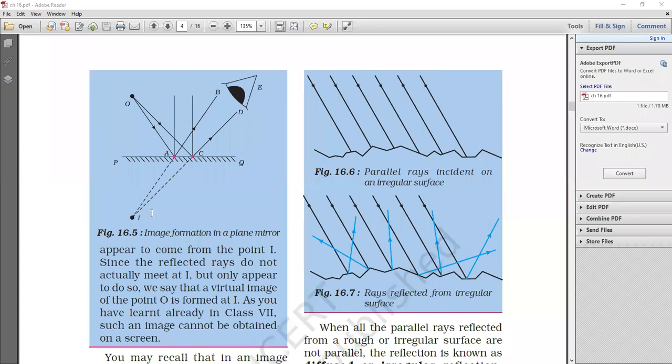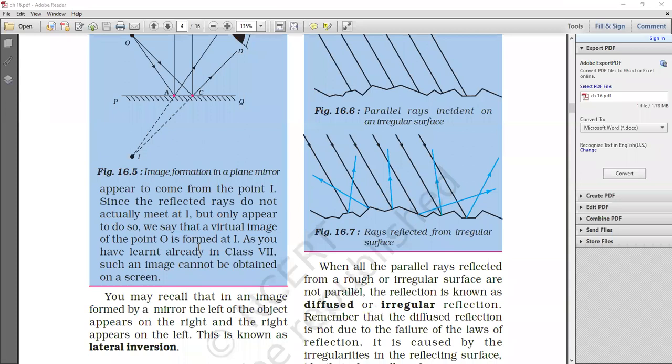Explain the whole image formation in a plane mirror, how all the images are formed inside a plane mirror. We understand this activity in the video. And what is lateral inversion? Here is a definition. It's a very important definition. In a mirror, the left of the object appears on the right and the right appears on the left. This is known as lateral inversion. It's a very important point.